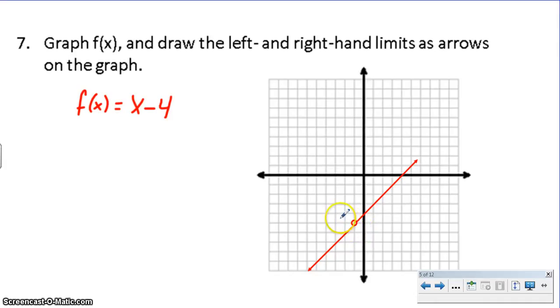Now if you think about what we just discussed with limits, the limit as x approaches -1 from the left. So here I am, coming in from the left. As it approaches -1, sorry, I didn't mean to do that on top of it, as it approaches -1, the y value is going to be -5.